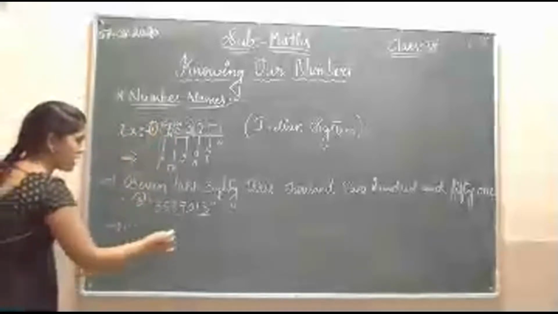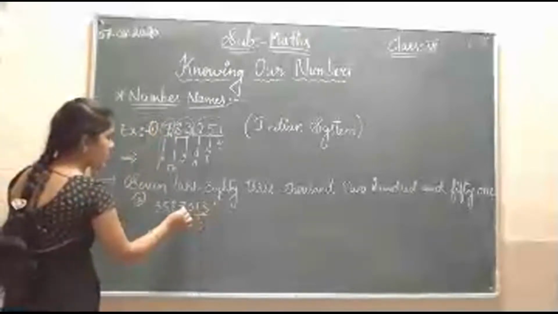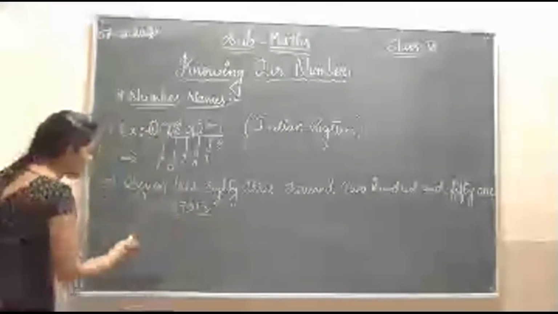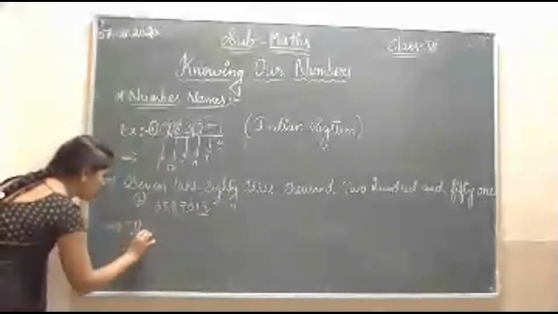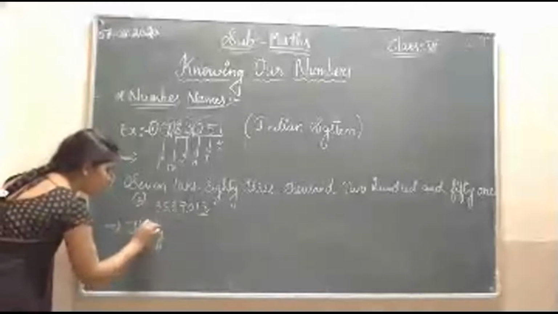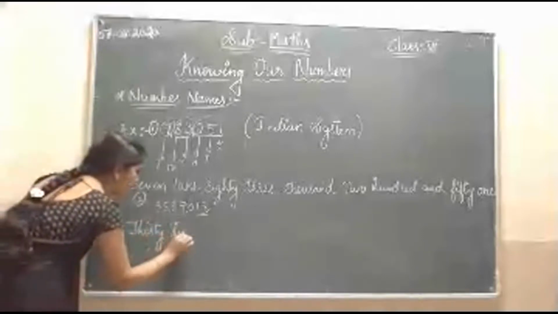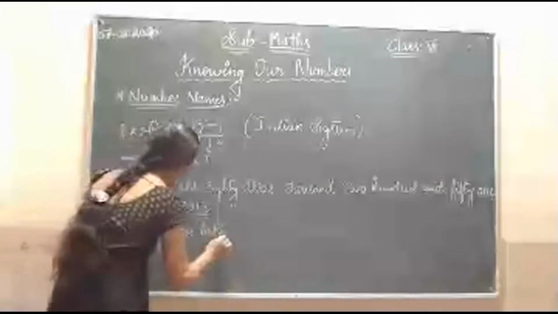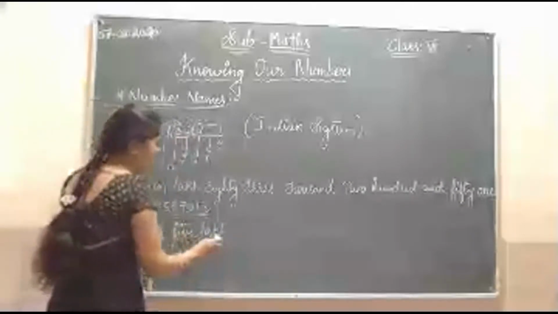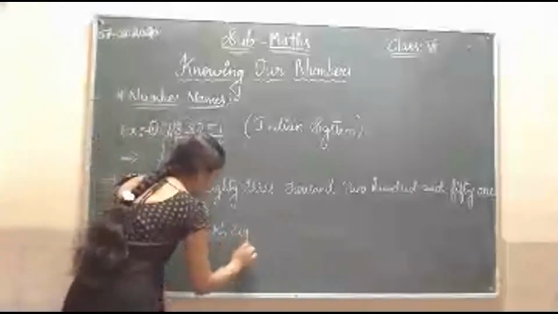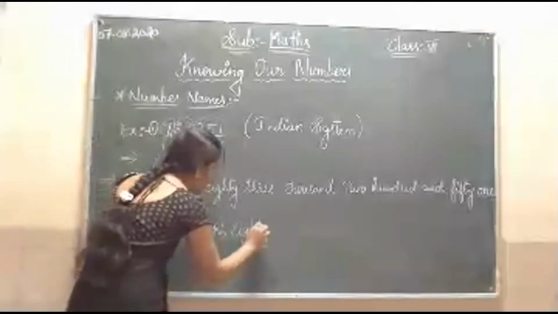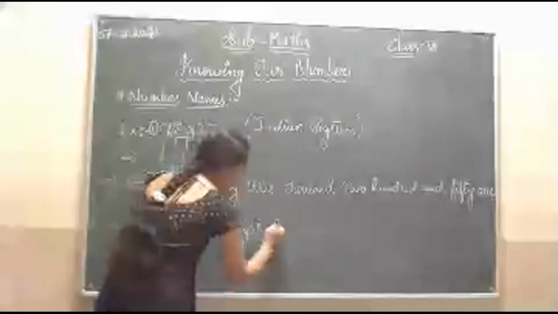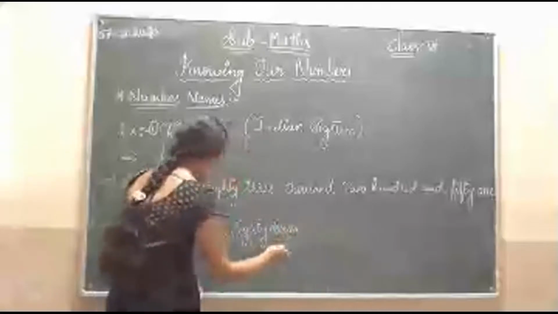Second, see here, this is the ones place, tens place, hundreds, thousand, 10,000, lakh, 10 lakh. 35 lakh, 87,000.